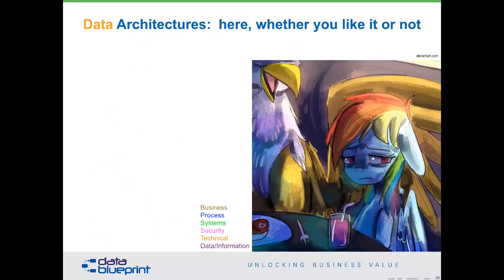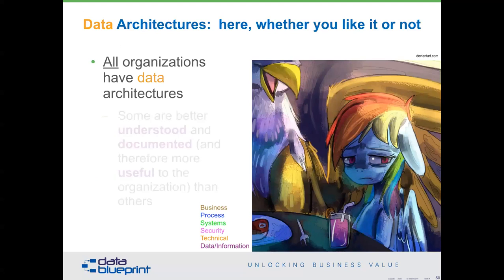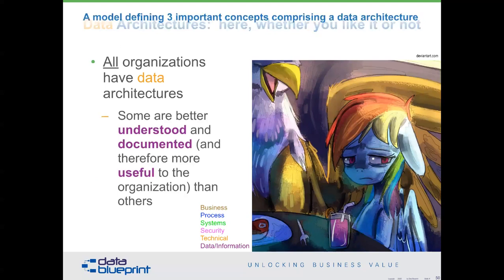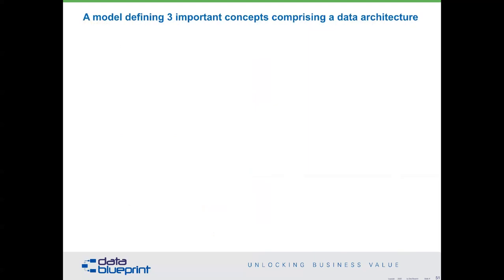I don't need to. If you have an organization, you have an architecture. All organizations have data architectures. All organizations have process architectures, security architectures, et cetera. The only question is, if you don't understand it, and you can't understand it if it's not documented, it cannot be useful. So let's take a quick look at how we describe these architectures from an architectural perspective.